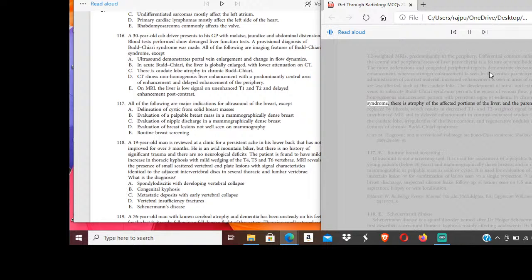In chronic Budd-Chiari syndrome, there is atrophy of the affected portions of the liver, and the parenchymal edema is replaced by fibrosis, which results in decreased T1 and T2 weighted signal intensity at unenhanced MRI and in delayed enhancement in contrast-enhanced studies. Hypertrophy of the caudate lobe, irregularities of the liver contour, and regenerative nodules are prominent features of chronic Budd-Chiari syndrome. Cura M. Diagnostic and interventional radiology for Budd-Chiari syndrome.